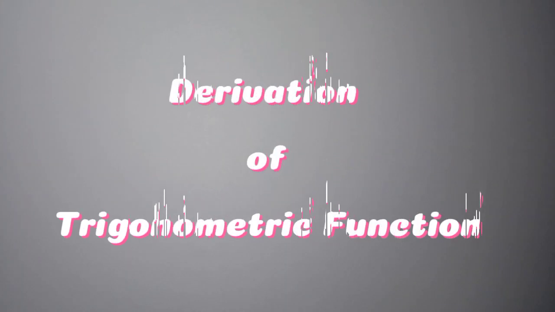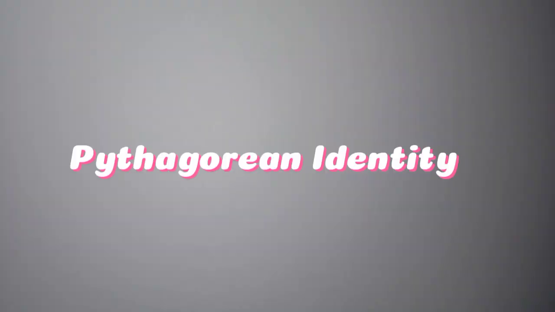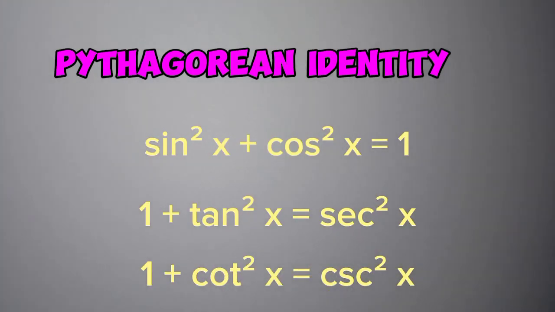And now let us move on to the derivation of trigonometric function, which will focus on the Pythagorean identity. The Pythagorean identity has three identities. Sine squared x plus cosine squared x is equal to 1. 1 plus tangent squared x is equal to secant squared x. 1 plus cotangent squared x is equal to cosecant squared x.